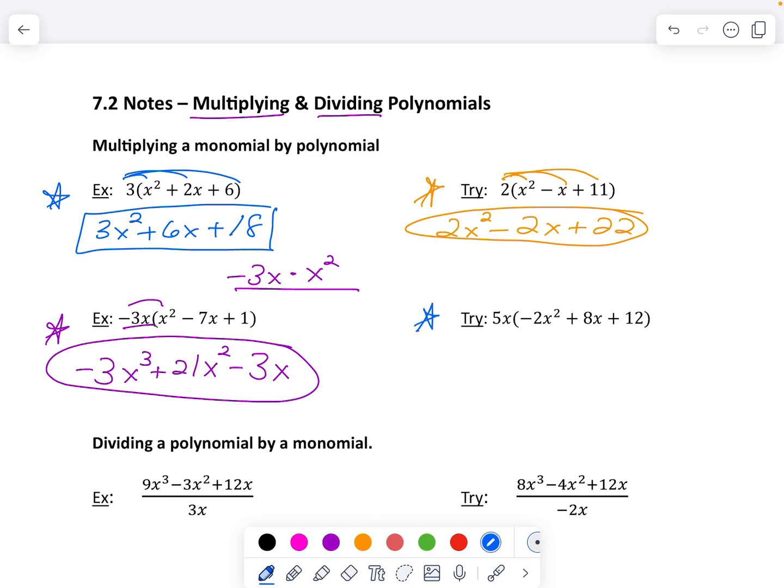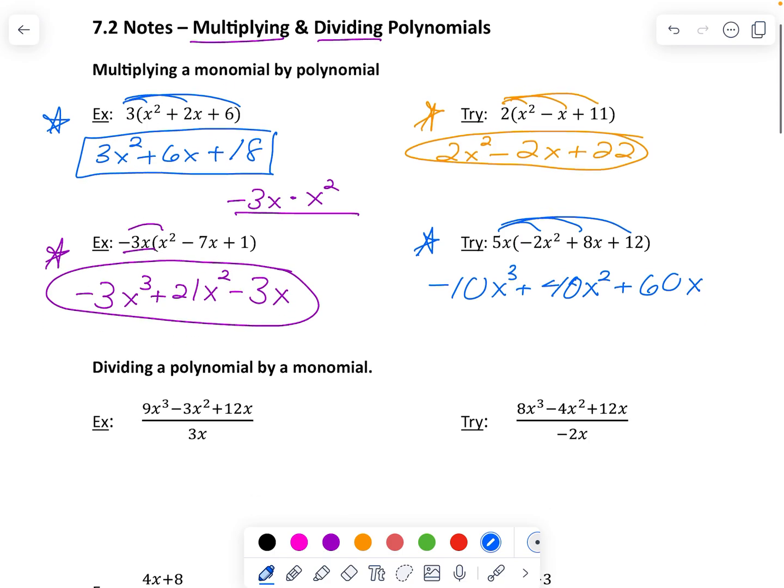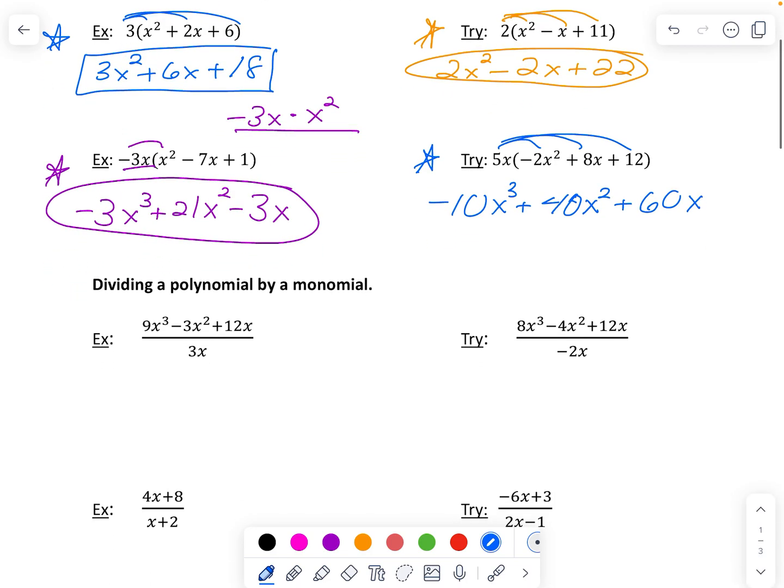You try this one now. Pause it, try it on your own, and then push play when you're ready to check. So we are going to distribute just like that last one. This is going to be -10x to the third plus 40x squared plus 60x. All right, so that's multiplying.